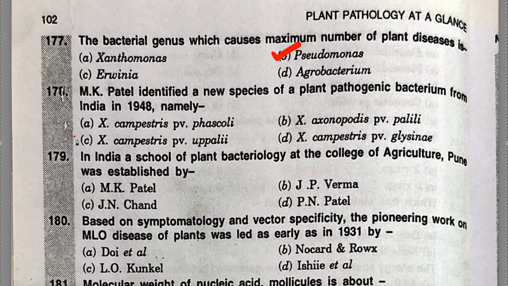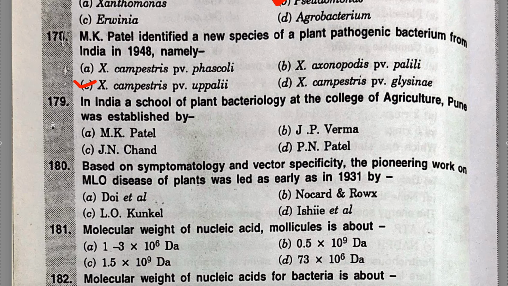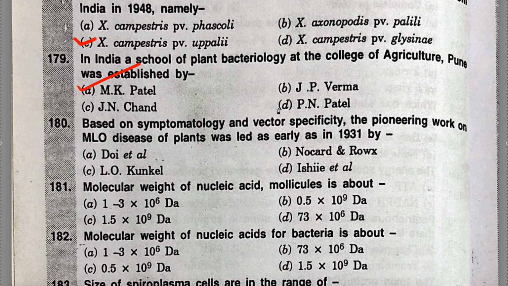Answer option C. 179. In India, a school of plant bacteriology at the College of Agriculture, Pune was established by whom? M. K. Patel, J. P. Verma, J. N. Chand, or P. N. Patel. Answer option A, M. K. Patel, not P. N. Patel.